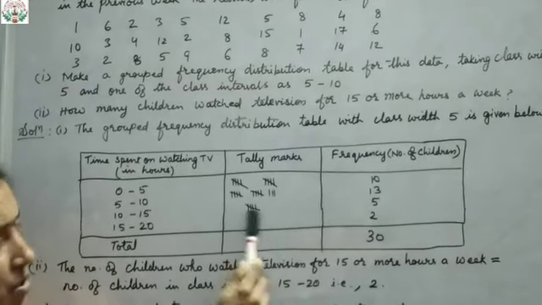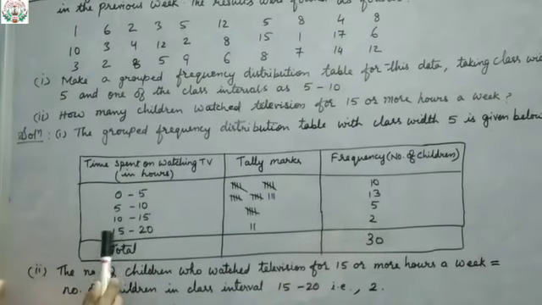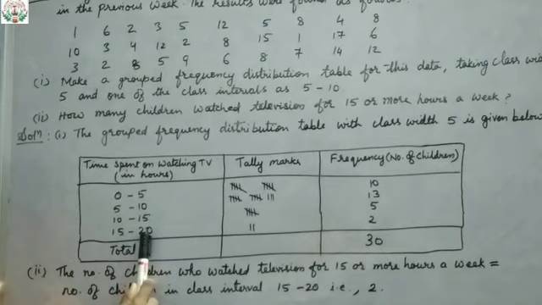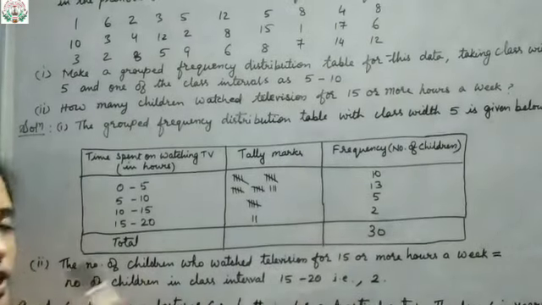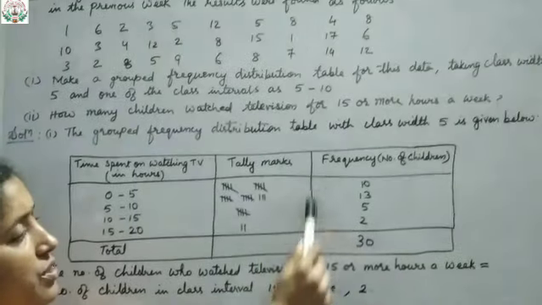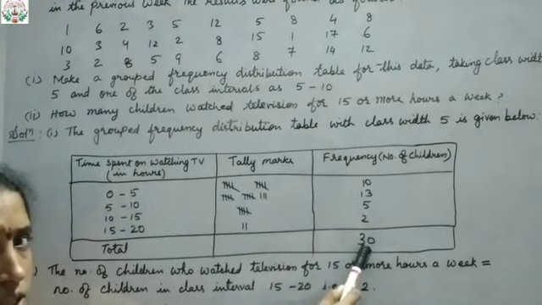Then again between 10 to 15 hours, how many children are watching? That is 5. So here 5 will come. Again between 15 to 20 hours, how many children are watching? That is 2 only. So frequency will be 2. So when you add this, you will get the answer as 30.